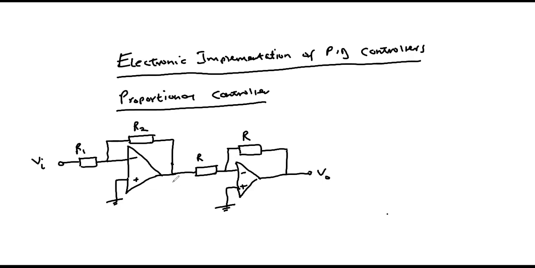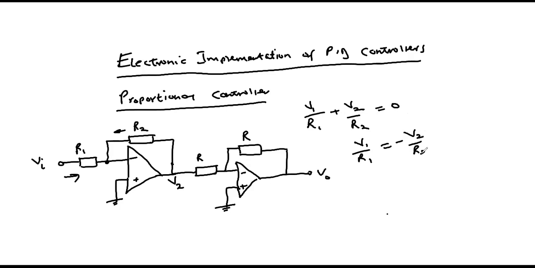If we are to analyze the operational amplifier network, the first one, and take the voltage here to be the voltage V2, we write the expression as the current in this path, which is VI over R1, plus the current in this path, which is V2 over R2, is equal to 0, since no currents leave this junction, from which we can obtain VI over R1 to be equal to negative V2 over R2, and our ratio between V2 and VI will be equal to negative R2 over R1.